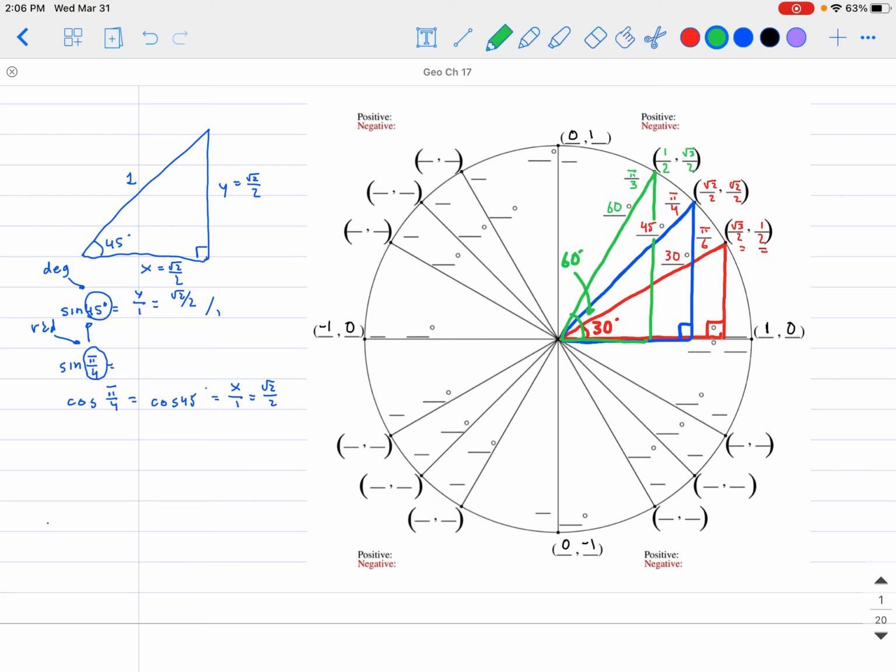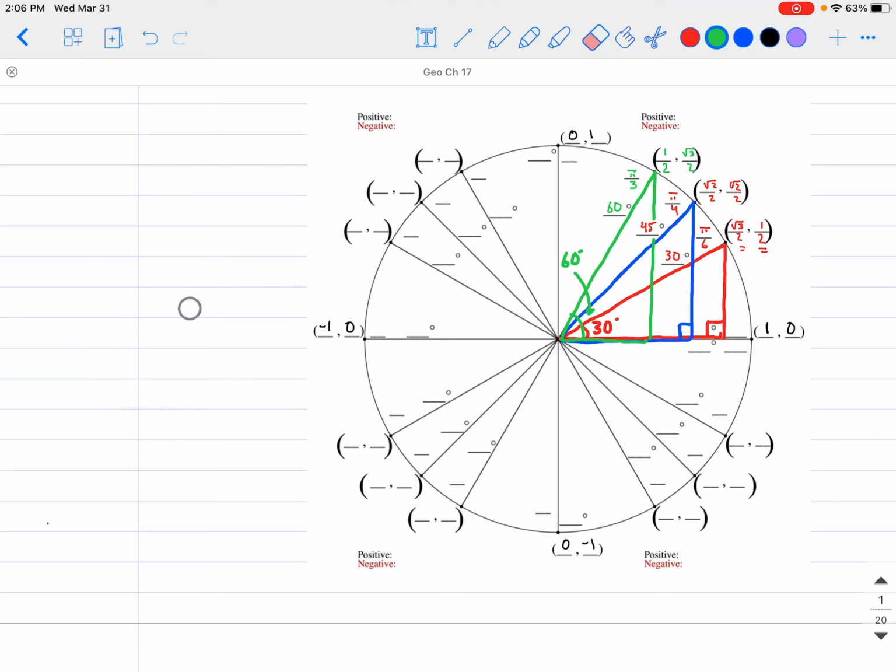Remember, the original question is, well, what if we have a triangle that is greater than 90 degrees? How does that actually work for all of this? Well, that's where the other parts of the unit circle come in. So this time, let me go beyond the 90-degree angle and show you what I mean.